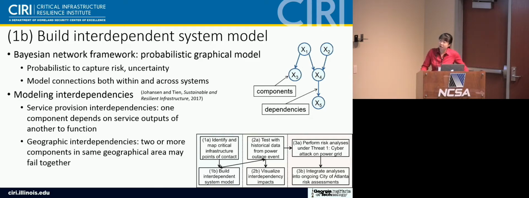The second is this idea of geographic interdependencies, where two or more components in the same geographical area may fail together. This is the idea that if you have all your assets located in a single spot and you have some sort of attack on that location, you can take out multiple parts of your infrastructure, either within the same network or across multiple networks at one time. So we want to capture that as well. And we're going to model both of these types of interdependencies within this Bayesian network framework.